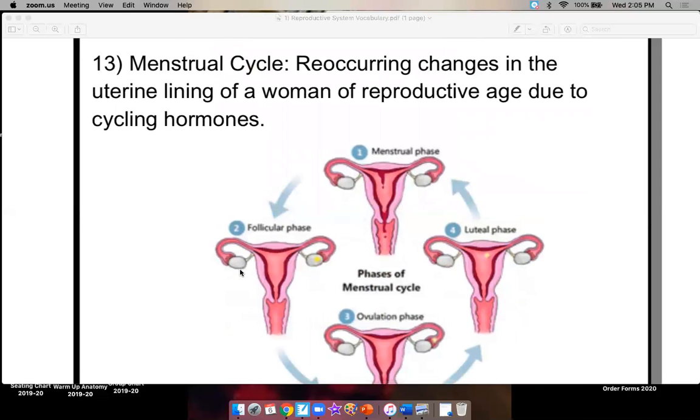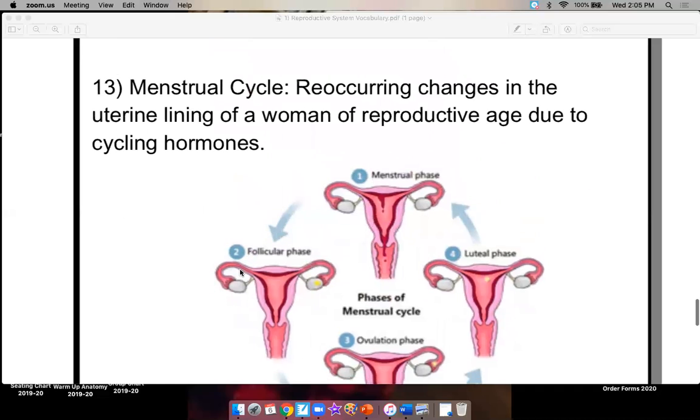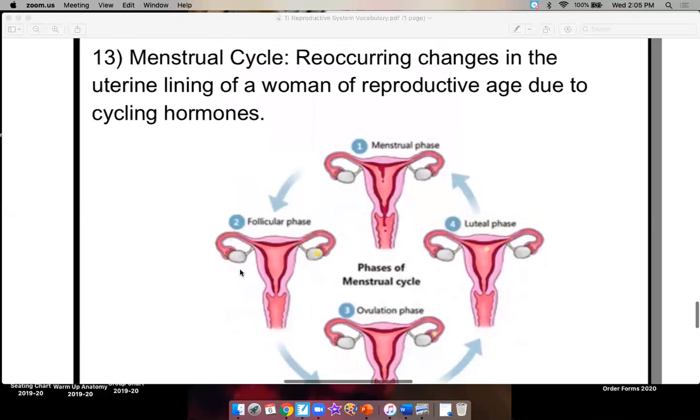And 13, the menstrual cycle. The reoccurring changes in the uterine lining of a woman of reproductive age due to cycling hormones. Let's make that easier for you. It is the life cycle of a single egg. That's it, right? Starts with ovulation.